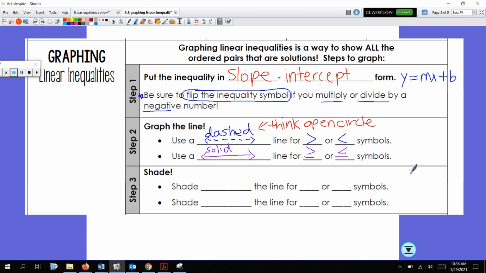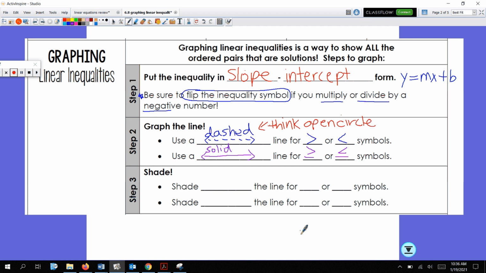Okay, so now once we've completed step 1, we solved the inequality for y, and then we are ready to graph the lines. We're going to say, okay, is it dashed or is it solid? We need to be able to answer those questions before we graph. Now here's where the fun part comes in. We get to color on the coordinate plane.